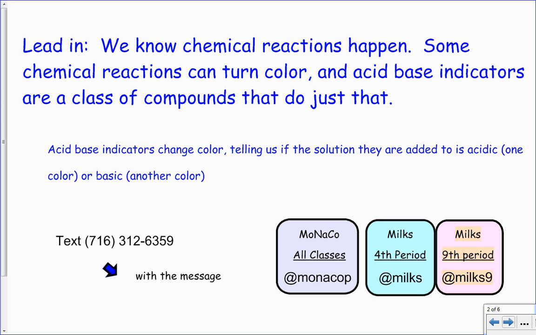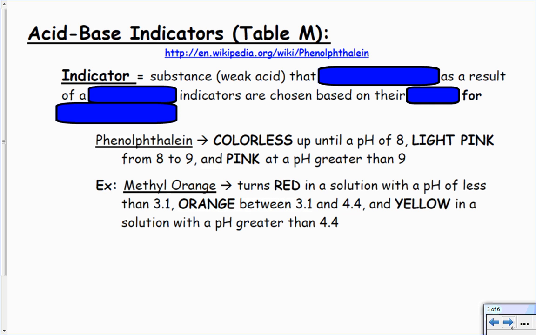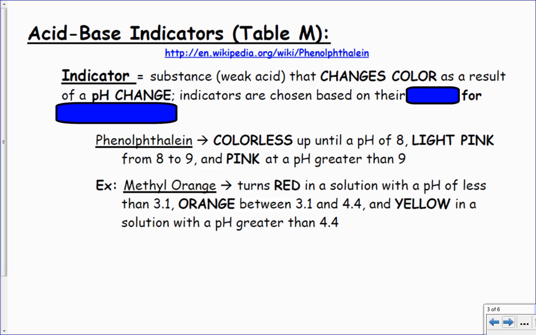Acid-base indicators, basically what you need to know is that they change color, telling us if the solution is acidic or basic. This will happen on the back end of the POGL you have to do. You will test these indicators, okay? So an indicator for the notes is a substance that specifically changes colors as a result of a pH change. Indicators are chosen based on their range for a color change.